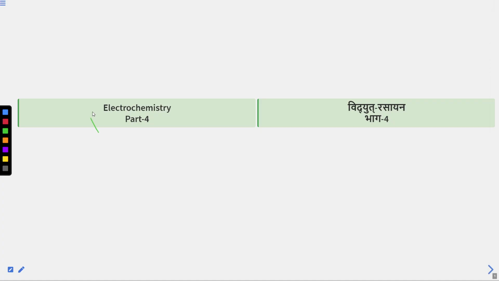Hello everyone. Today we are going to see some practice questions from the topic electrochemistry, and this is part 4. Let's start.